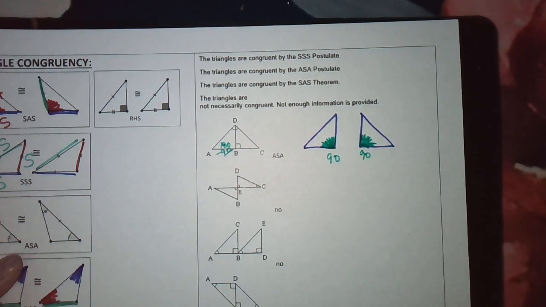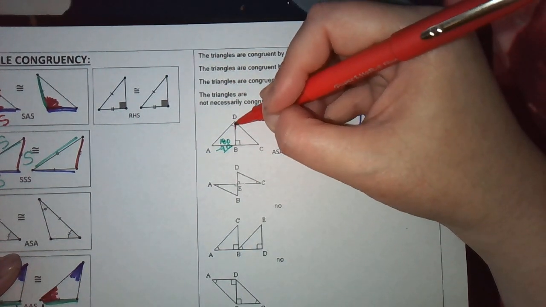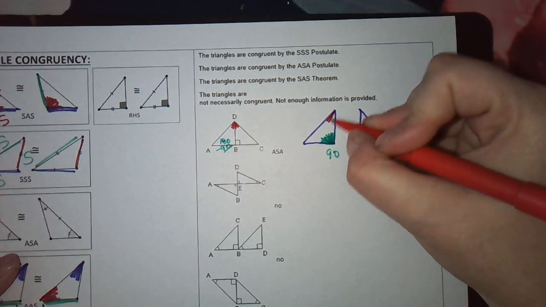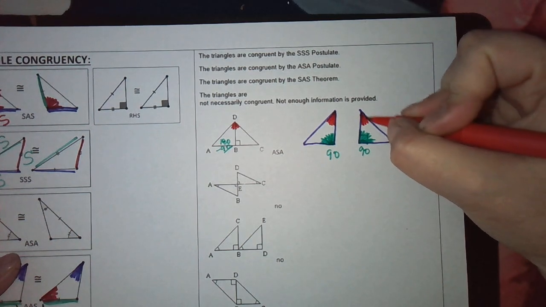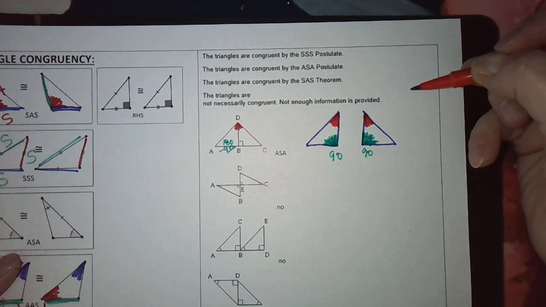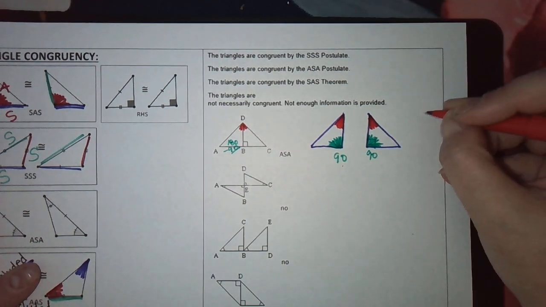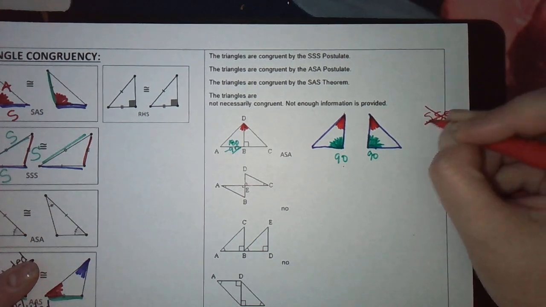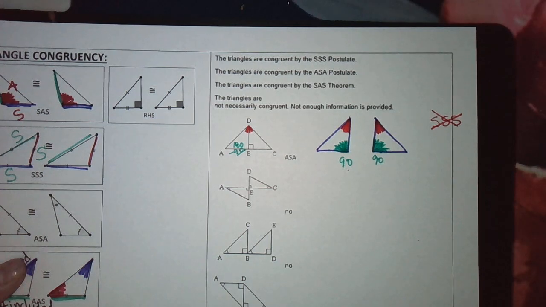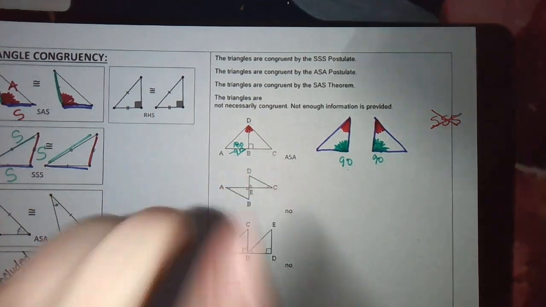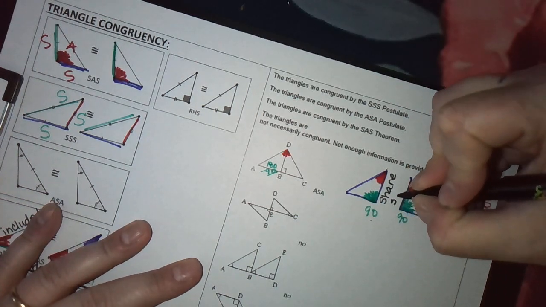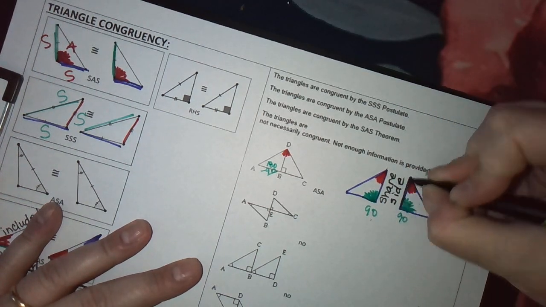Okay. Then we know that these top two angles are the same. So far we got an angle and an angle. So SSS postulate is out because we don't have two sides listed there. Okay, now since these two triangles share the same side, that means those sides are equal.